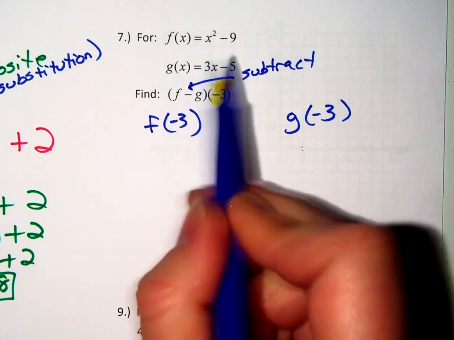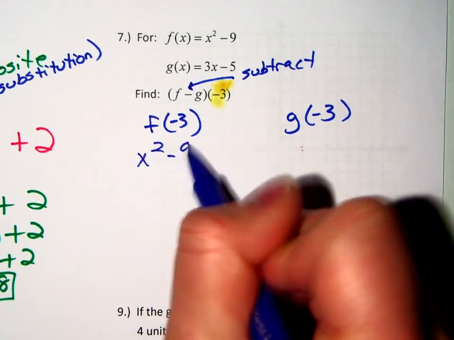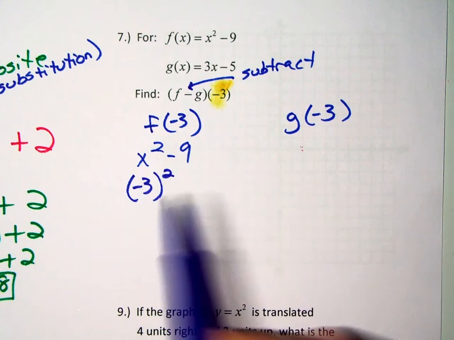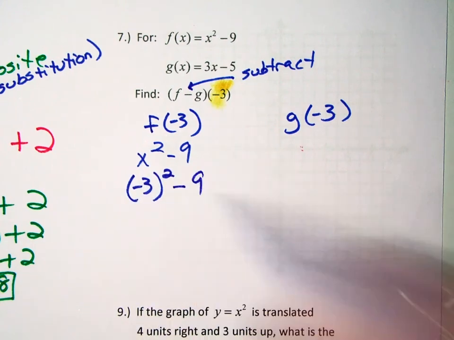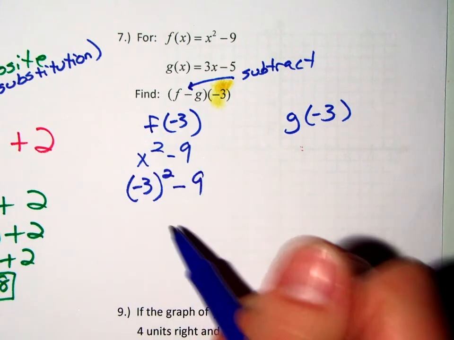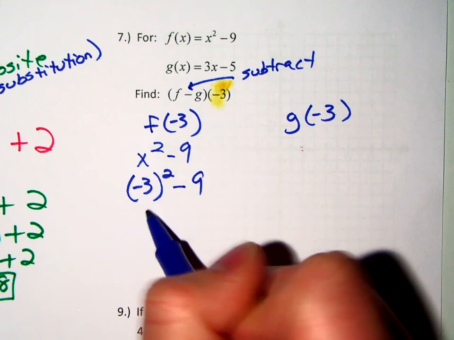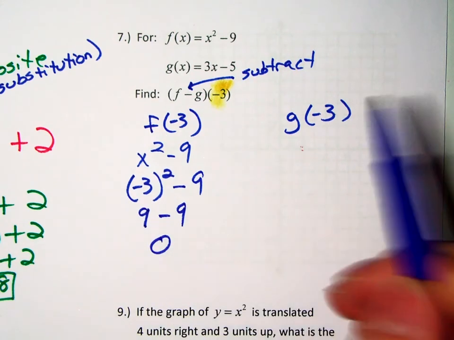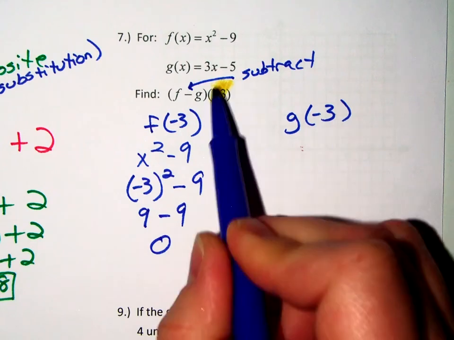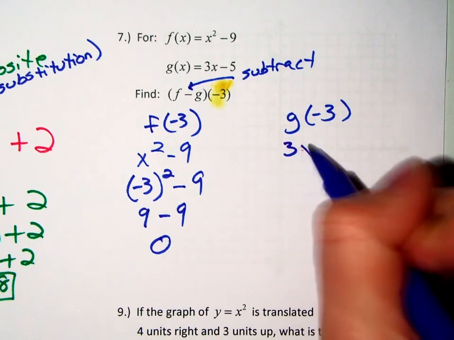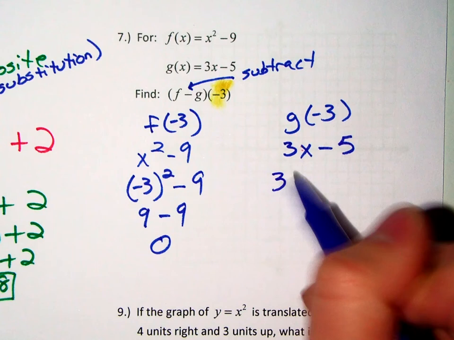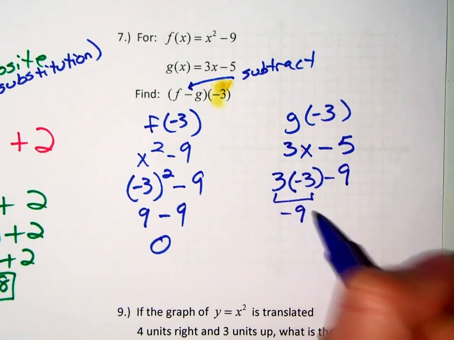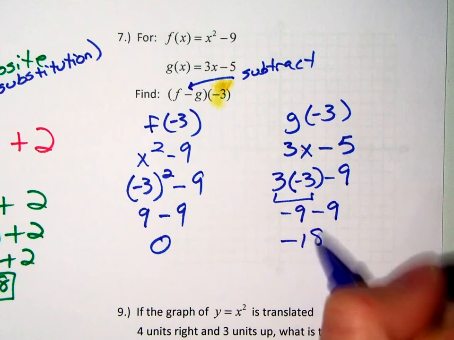So f of x is x squared minus 9. But now, instead of x, we're putting in negative 3 squared. Make sure you put it in parentheses, otherwise you'll forget to square the negative. So negative 3 squared would be negative 3 times negative 3, which is 9, and 9 minus 9 is 0. Then we're going to go ahead and do that same thing with g, but g of x is 3x minus 5. So that'd be 3 times negative 3 minus 5, and 3 times negative 3 is negative 9. Minus 9 is negative 18.